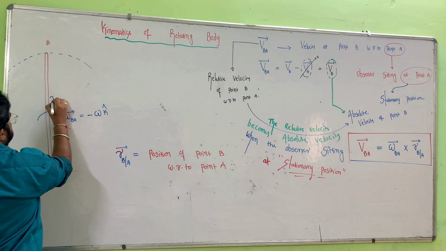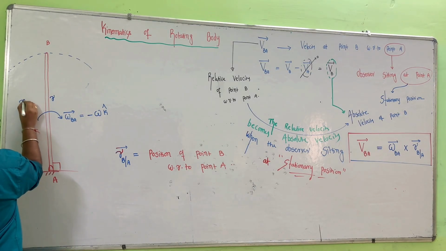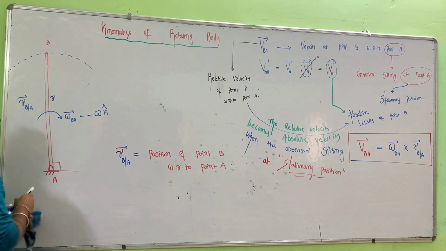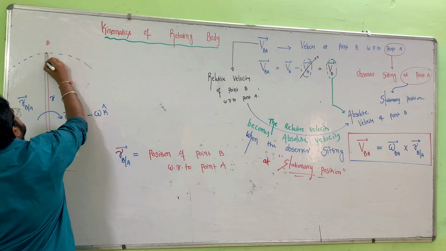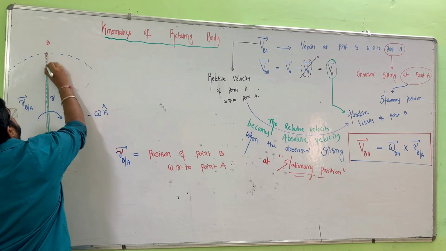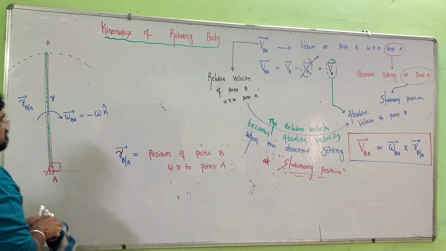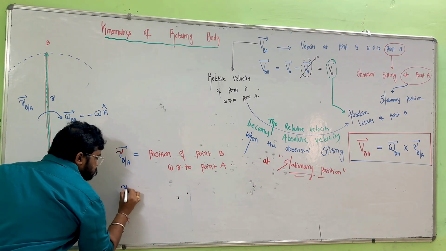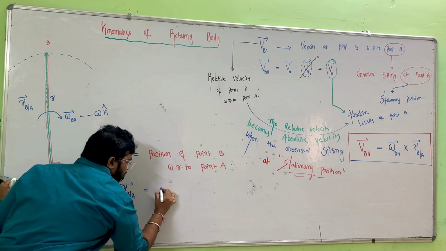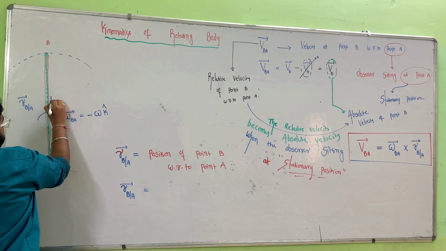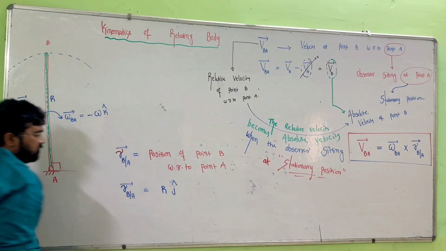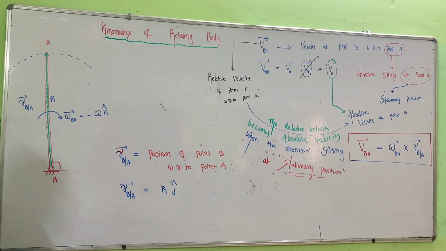Radius of rotation will be smaller. Position vector is how much? Here to here, see this. This is the position vector of point B with respect to point A. That equal to how much? You can take length R, capital R. R j cap, upward.